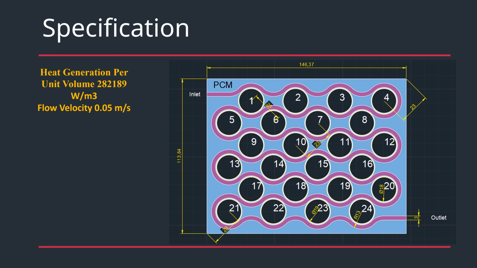So this is the specification of the geometry that we are going to follow for today's session. Heat generation per unit volume will be considered, and we'll consider the flow velocity, that is 0.03 meter per second.